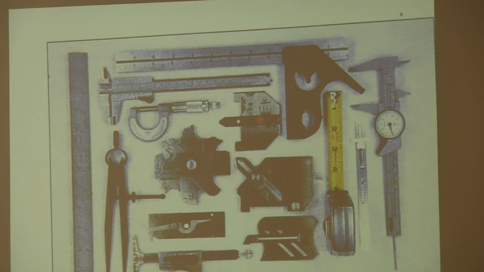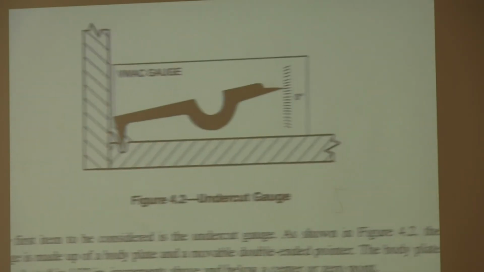But this is a kit that an inspector might use. He's got a variety of measuring tools. He's got a flashlight. He's got a ruler, a magnifier. He's got some calipers, and he's got some specialty welding gauges. And just real quick, there's a couple of them here that I wanted to show you.